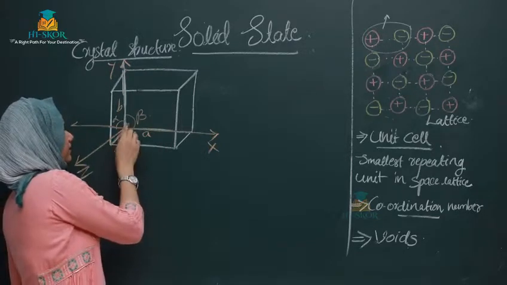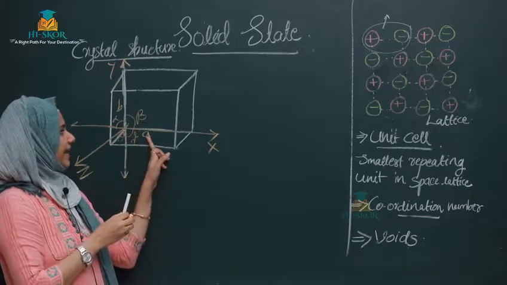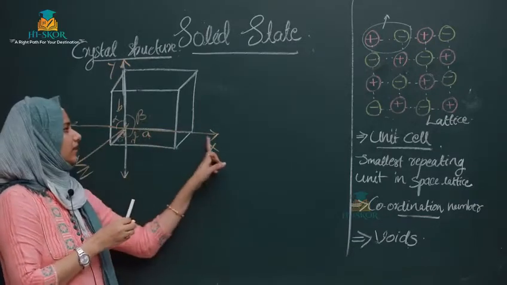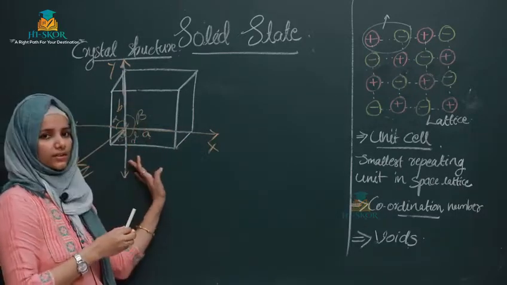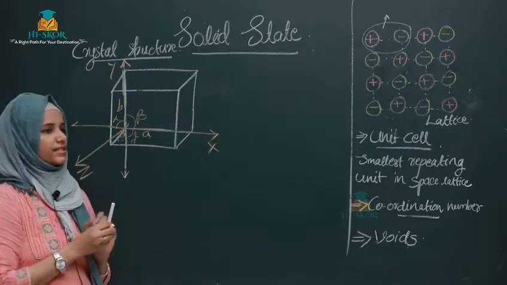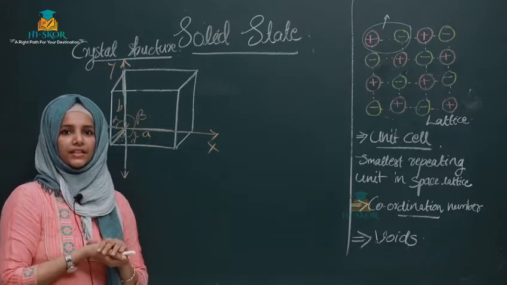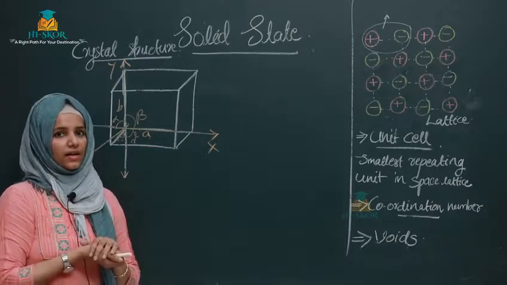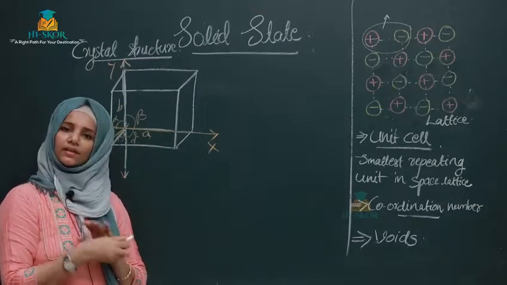Suppose let it be the center O. So suppose A is the distance along the crystallographic axis OX, B is the distance along the crystallographic axis OY, and C is the distance along the crystallographic axis OZ. I told you earlier we need 6 parameters for describing a crystal, a 3-dimensional lattice.